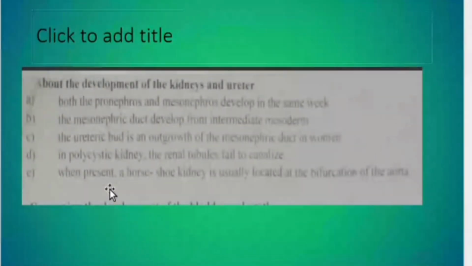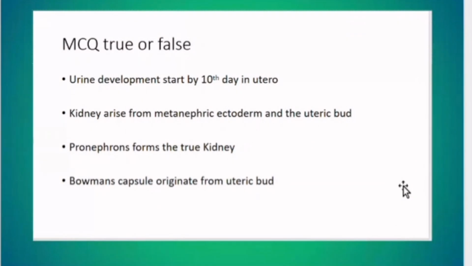Then lastly, when present, a horseshoe-shaped kidney is usually located at the bifurcation of the aorta. We mentioned this and we said it's false. Then this one was from our lecture, right? Urine development started the 10th day in utero. False. This is not the 10th day. Actually, it's the week.